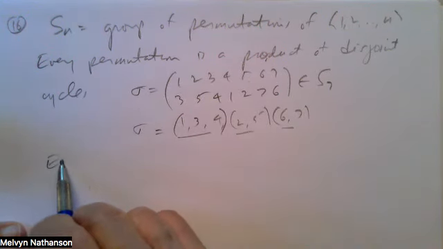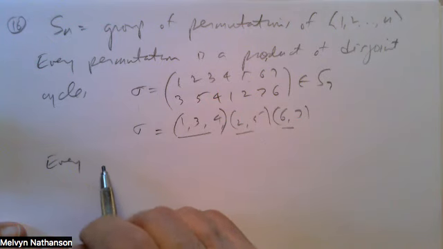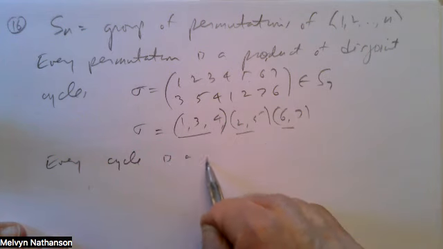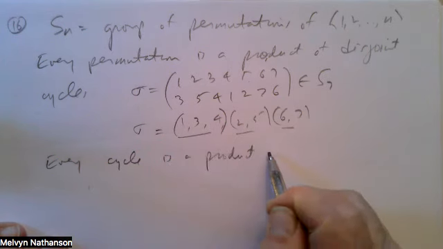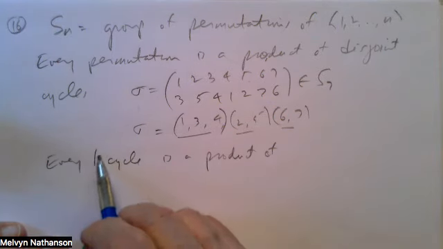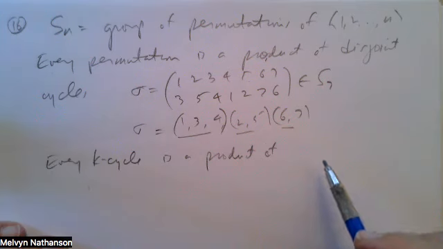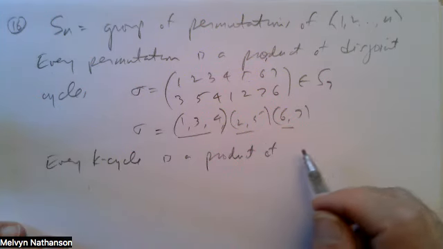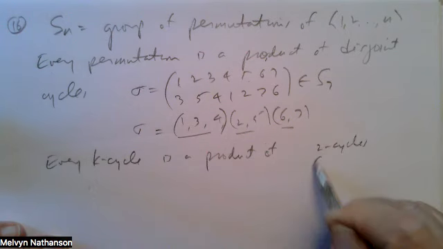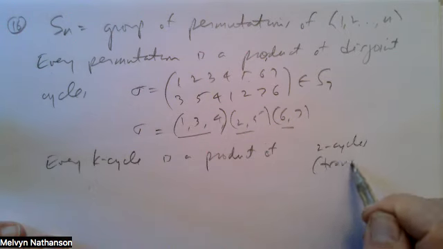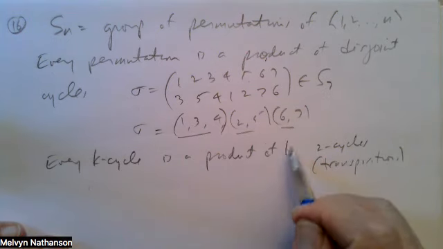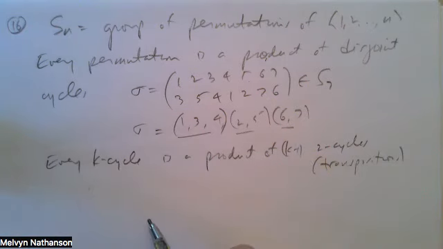But every cycle, every k cycle, a cycle that has k elements in it, is a product of what are called 2 cycles, which are called transpositions. That's another word. And in fact, you can get by with k minus 1 2 cycles.